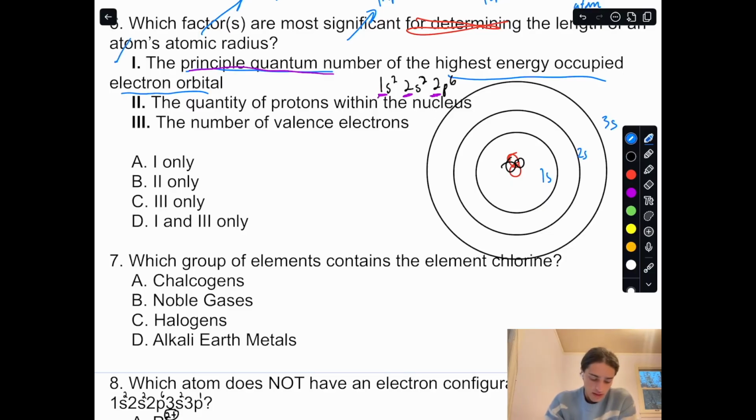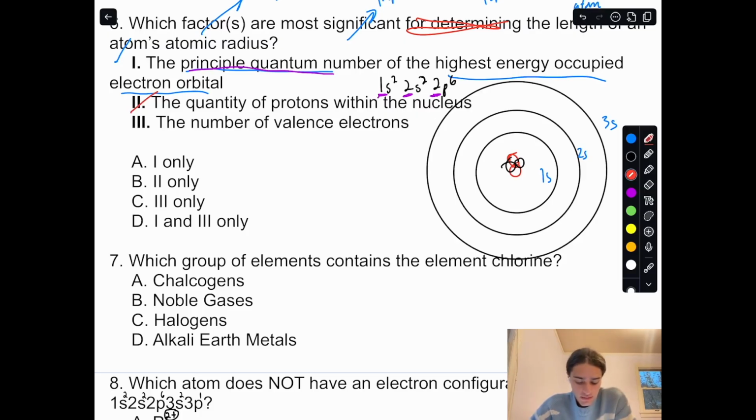So 1 seems good. 2 says the quantity of protons within the nucleus. Here it's really important to remember the analogy that I said in another video, which is that if an atom was the size of a football field, the nucleus on average would be the size of a quarter. So the protons and the neutrons in the nucleus don't matter for the size basically at all. It's really all about the orbitals that the electrons are in. So this is not right.